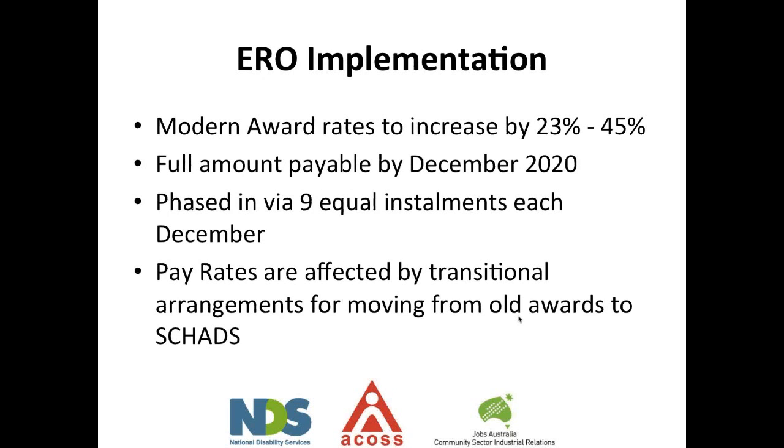So in terms of the equal remuneration order, the modern award rates increase by 23 to 45%, and the full amount becomes payable in December 2020, and that is phased in 9 equal instalments on the 1st of December each year. And pay rates are affected by transitional arrangements moving from your old awards across to the SCHADS award.